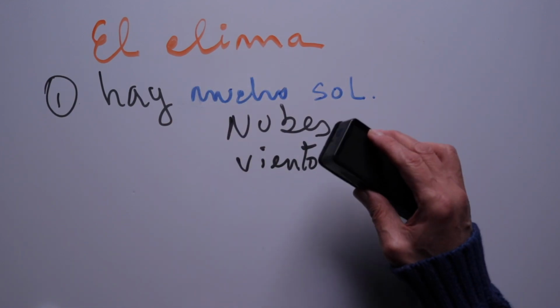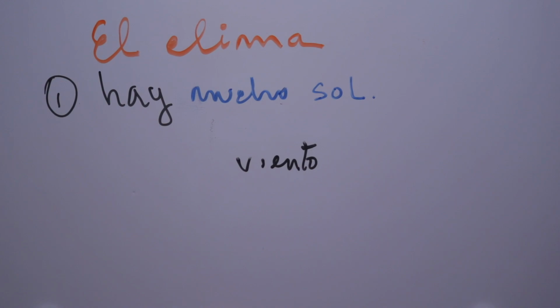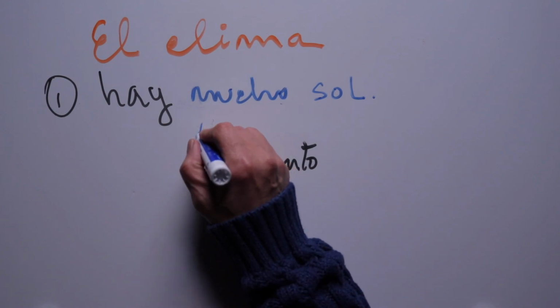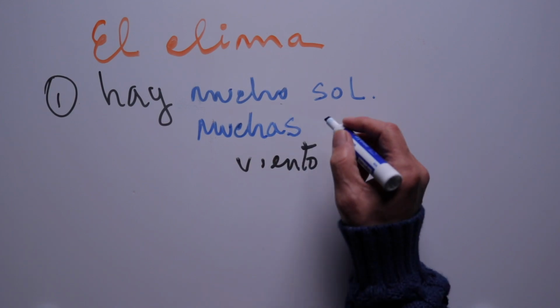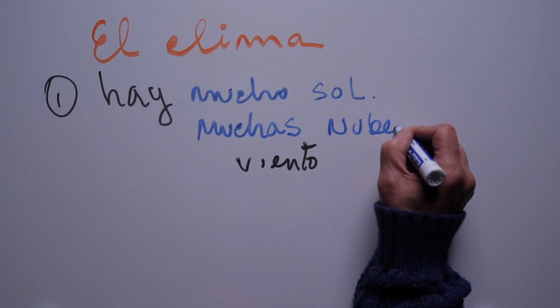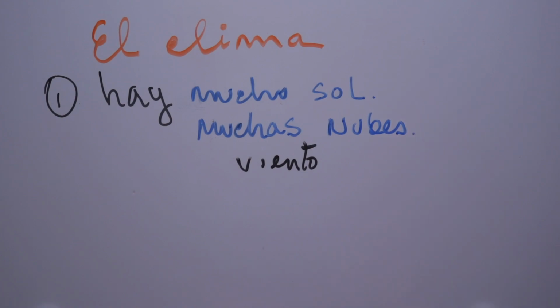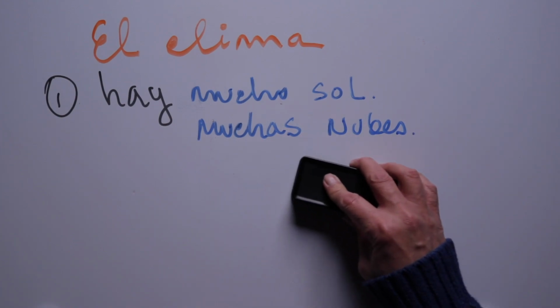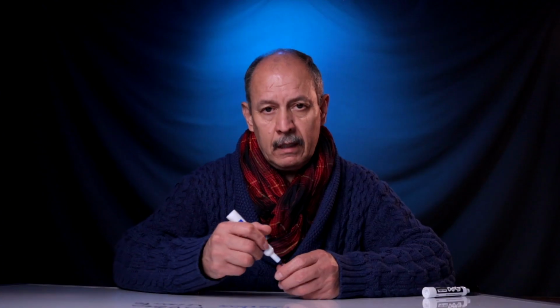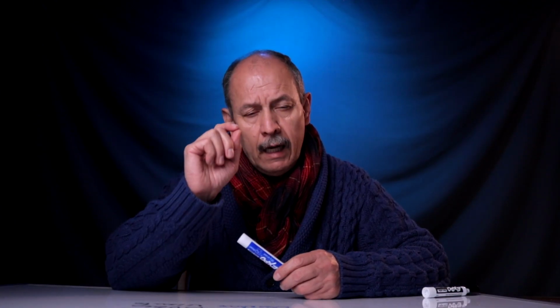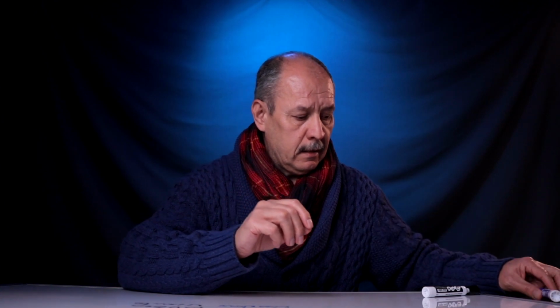With nubes, you can do exactly the same thing. And this is important so you can see how you use the adjective mucho. In this case, muchas, because nubes is feminine. Hay muchas nubes. And hay viento. You can also say hay mucho viento if you want. Right? Those 3 have to be a visual experience.